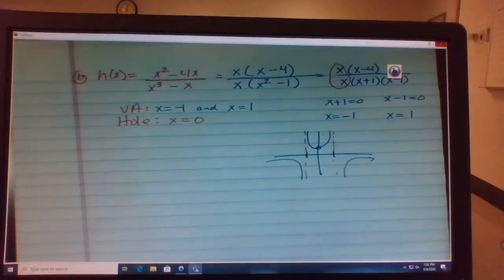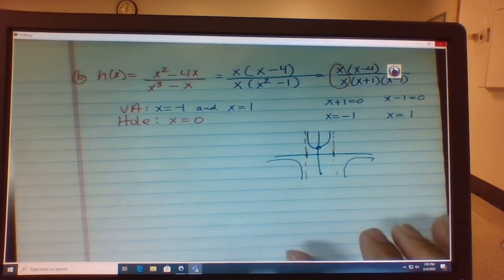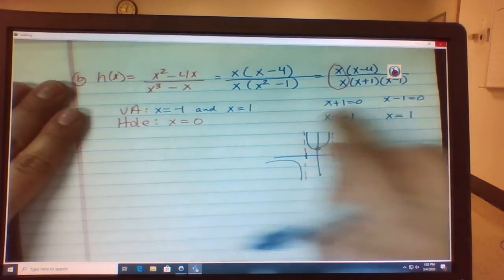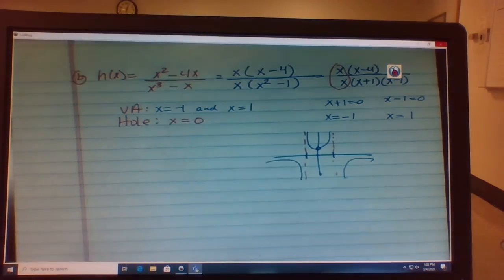So basically, as you factor top, factor the bottom. Is there anything in common? If there is, you write it, put it aside. If there isn't, you just set them equal to 0, and those are your vertical asymptotes.